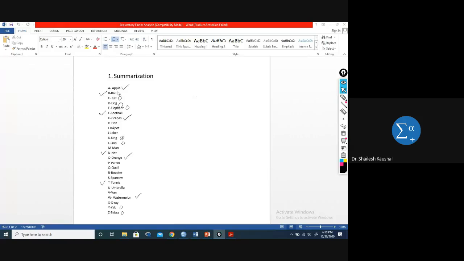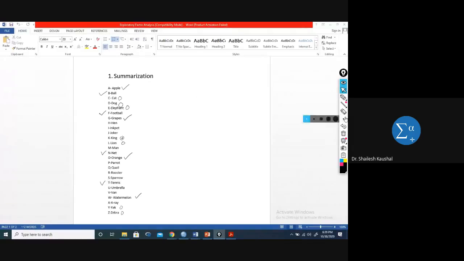So can we summarize it? Yes, all are fruits. So we can give the name, these variables related to fruits. And here cat, dog, elephant, these are the same nature. Lion, yak, zebra, we can give the name, all are animals. And ball, football, net, tennis, all related to sports.